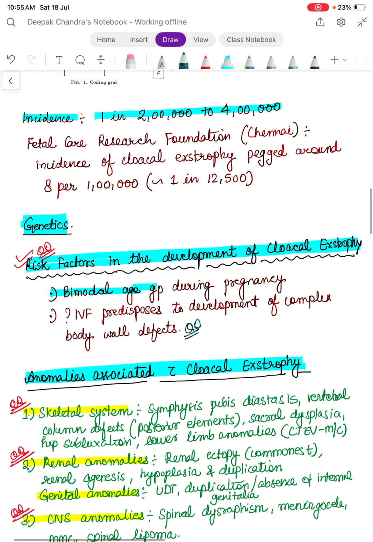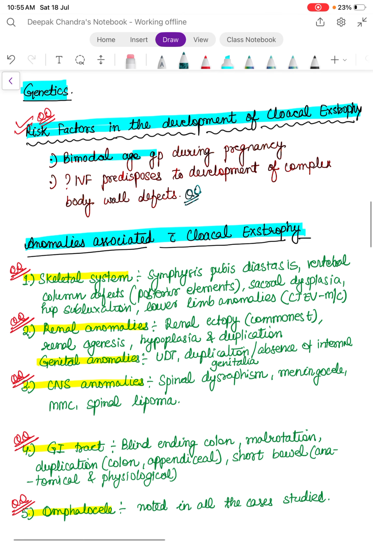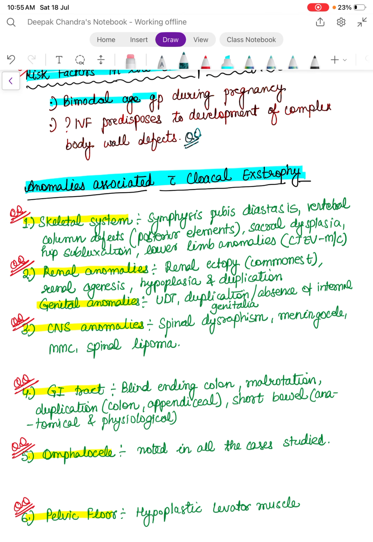Next we are going to discuss the anomalies associated with cloacal exstrophy. In the skeletal system there will be a symphysis pubis diastasis, which we have already discussed, and then vertebral column defects in the form of posterior element anomalies, sacral dysplasias, and hip subluxations, so common that one has to assess all these bony structures also while doing an infantogram for these kinds of neonates.